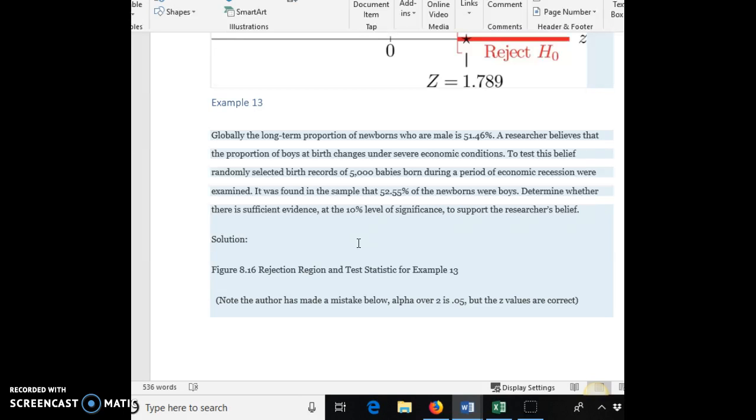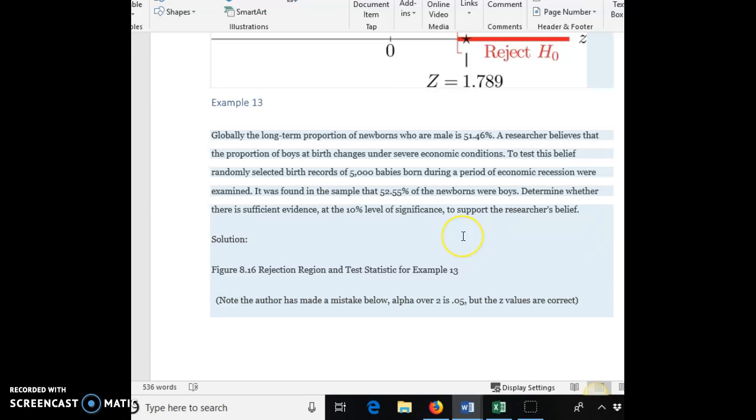To test this belief, randomly selected birth records of 5,000 babies born during a period of economic recession were examined. It was found in the sample that 52.55% of the newborns were boys. Determine whether there is sufficient evidence at the 10% level of significance to support the researcher's belief.